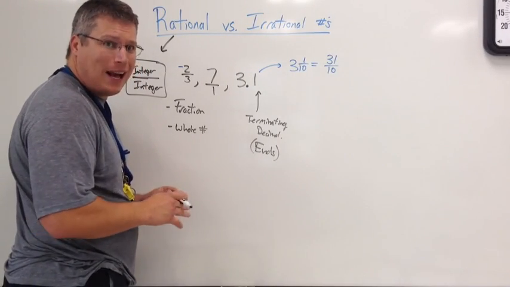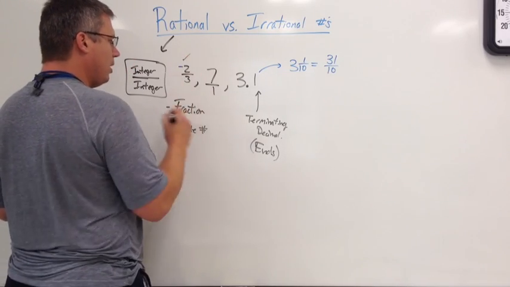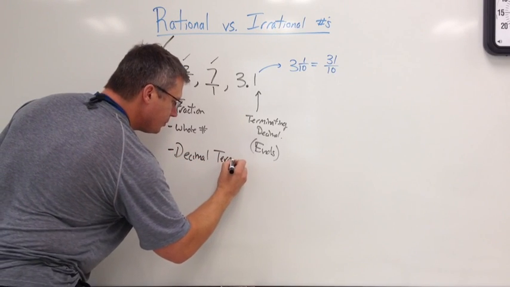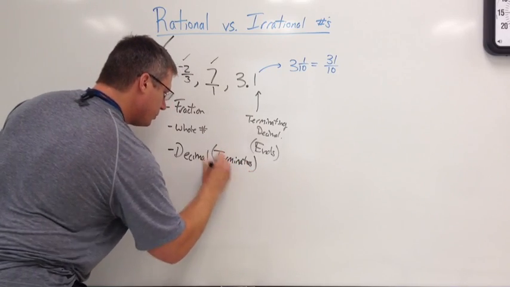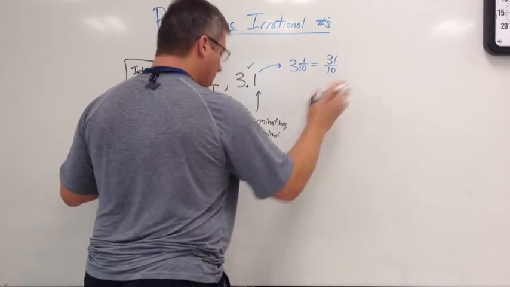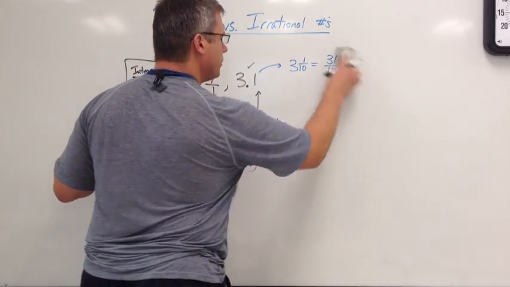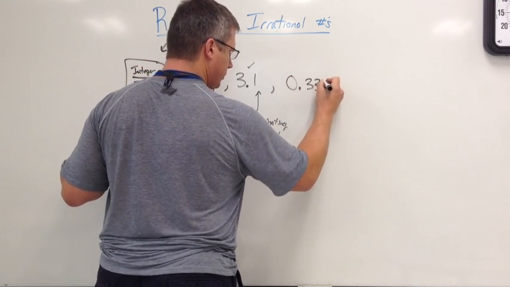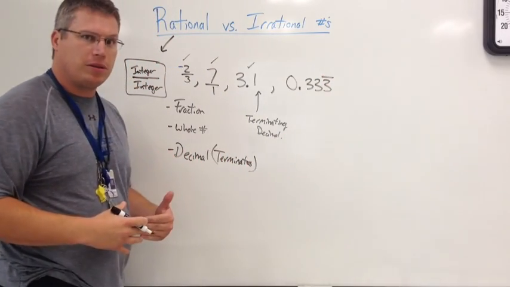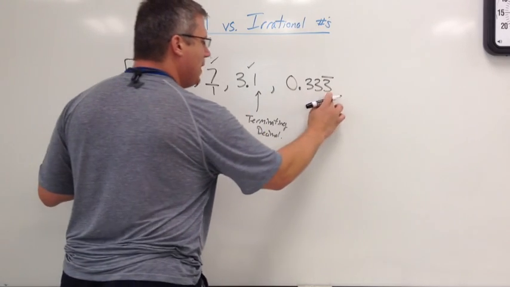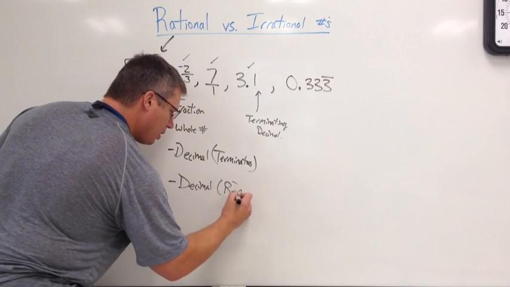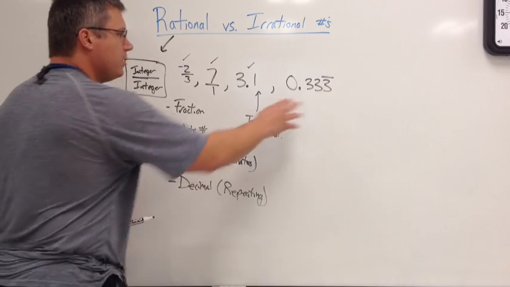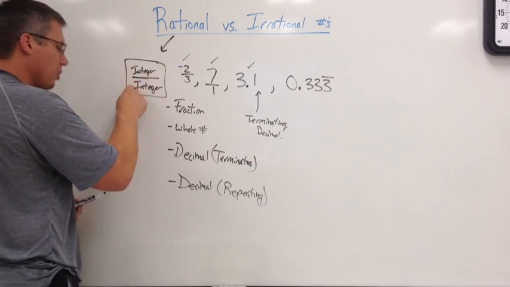There is one other type that counts as rational. We did fractions, check. We did whole numbers, check. We did decimals that terminate, check. The other is a repeating decimal. All right, and I'll show you why that works in a second. But repeating decimals also work because they can also fit into an integer over an integer.